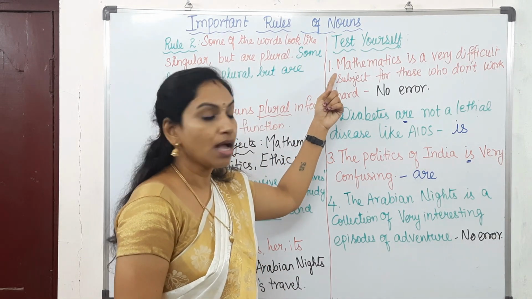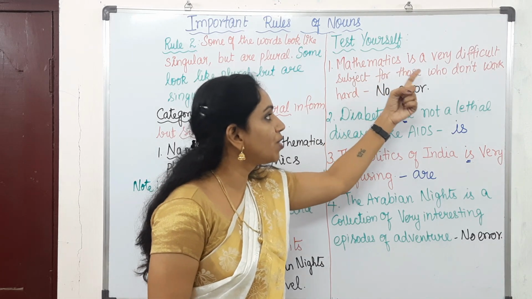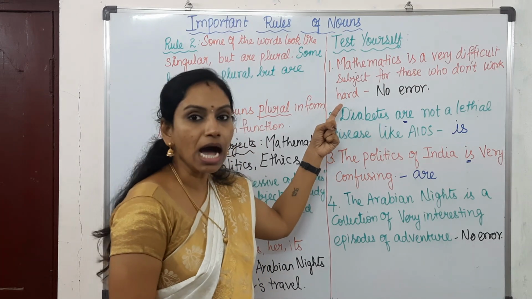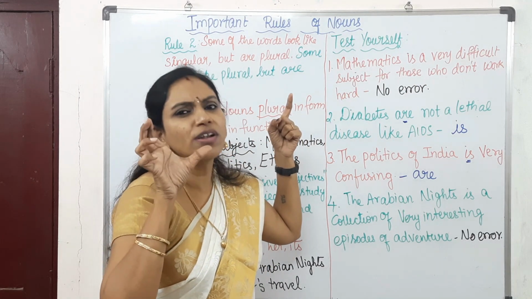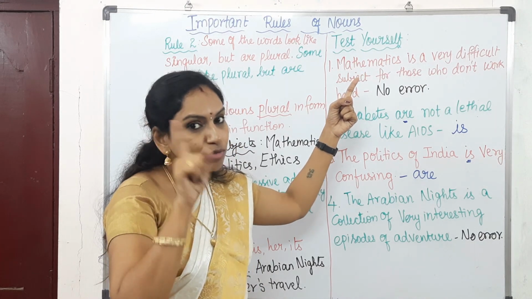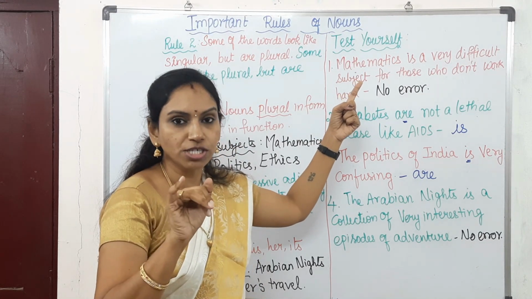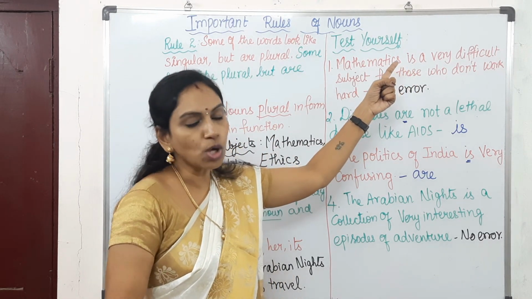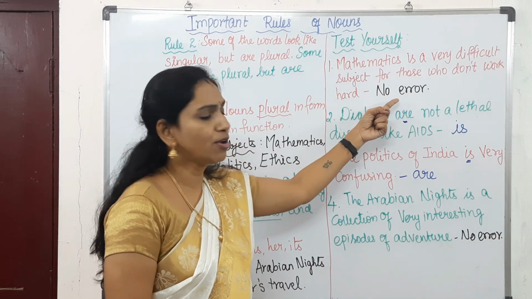Okay, number 1, mathematics is a very difficult subject for those who don't work hard. Focus only on the noun. Mathematics is singular only. I said it seems to be plural, but it is singular in function. So they have used a singular verb. So it's correct only. No error.